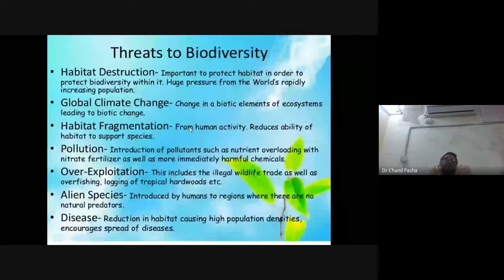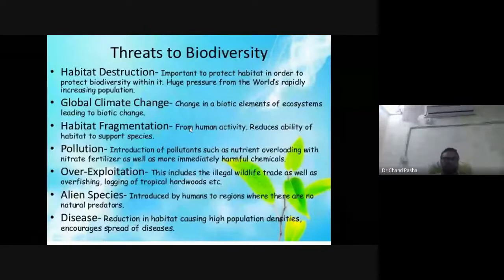And alien species. Now we are fancy about something new, something in the US or Africa, a new species if it is found. Like in your exam also, we were asked about Prosopis juliflora. It has been brought from African countries because it grows rapidly even in dry conditions. No water is required, no pesticides are required for this one.